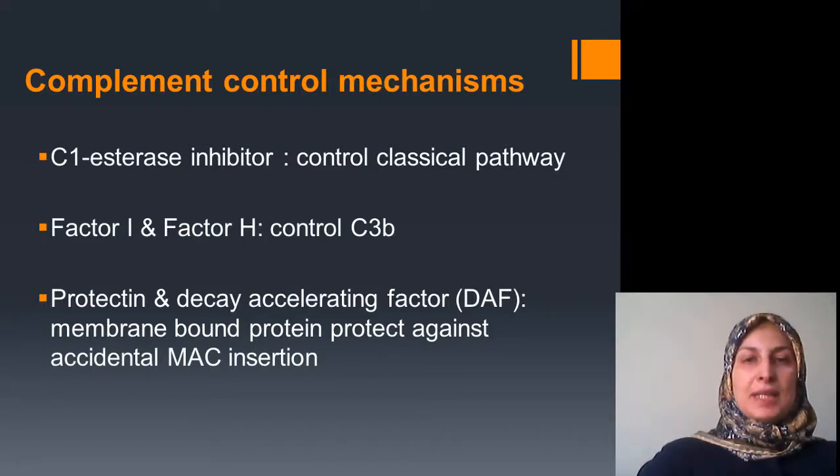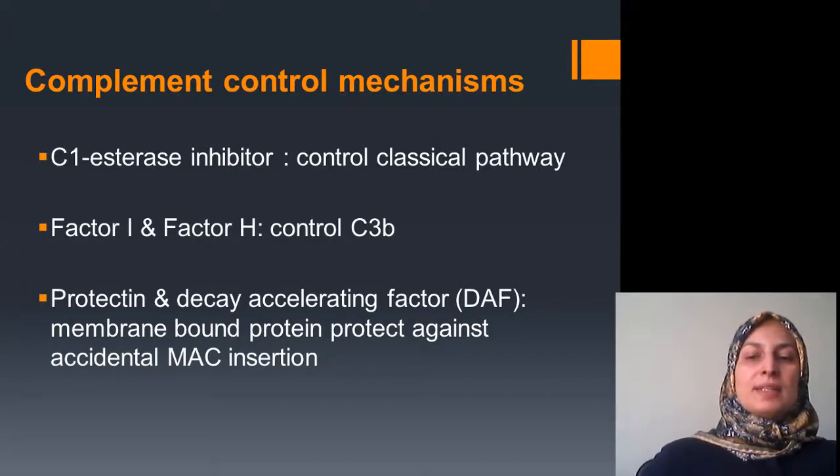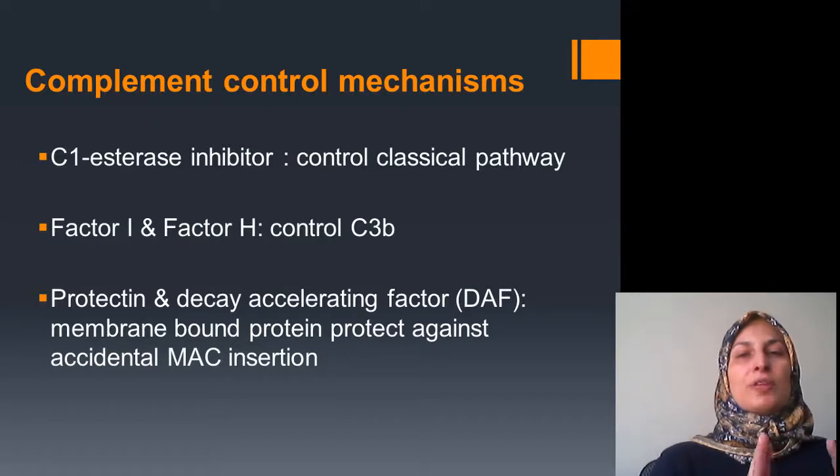Another example is protectin and decay accelerating factor, DAF. This molecule is actually a protein, a membrane-bound protein. It binds to the cell membrane of the cells. So the presence of the DAF will prevent the accidental binding of the membrane attack complex, MAC, that is formed by the complement system. It will prevent its accidental binding to the cell.